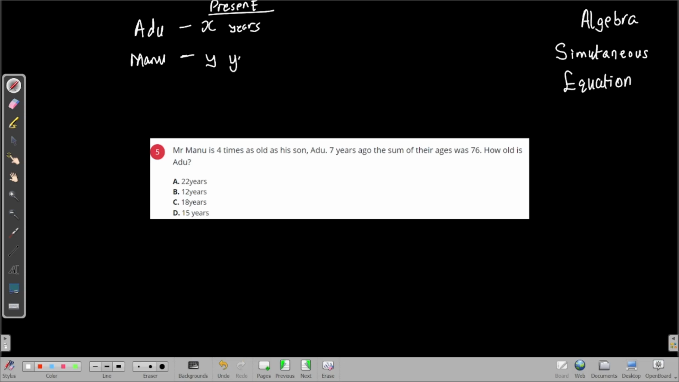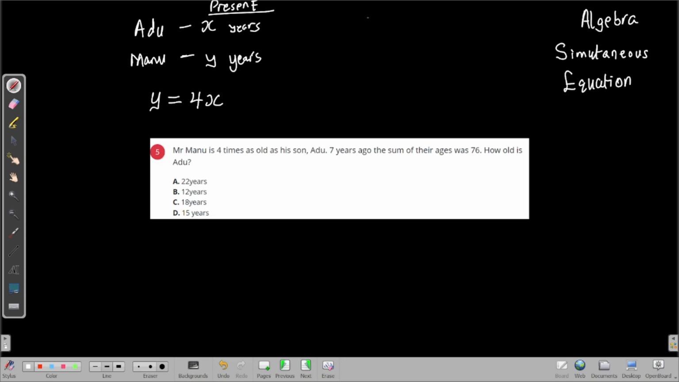So now they said that Mr. Manu is 4 times as old as the son. That means Mr. Manu's age is 4 times his son's age. So that means Mr. Manu's age, Y, is equal to 4 times X. So Y is equal to 4X.